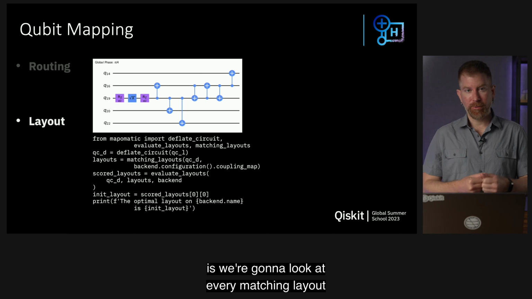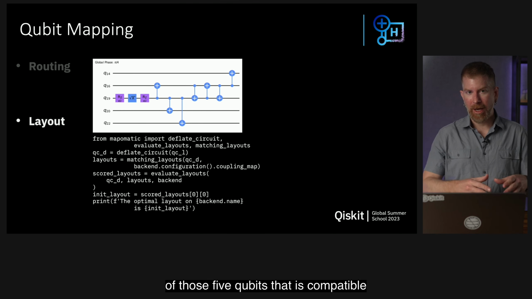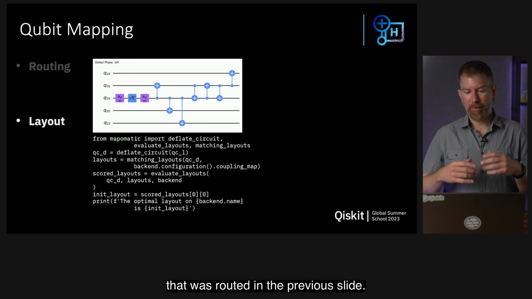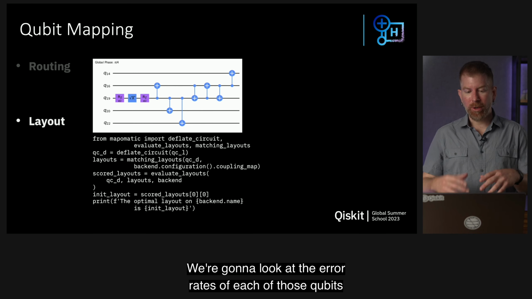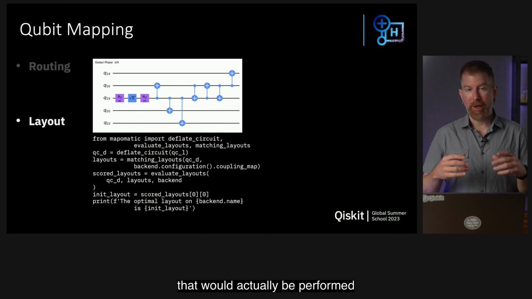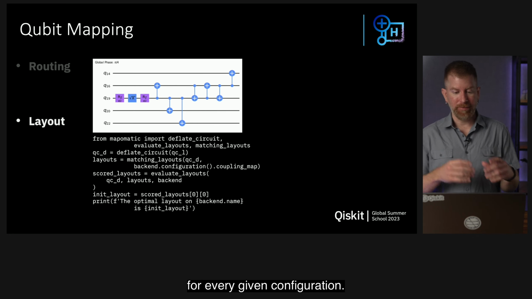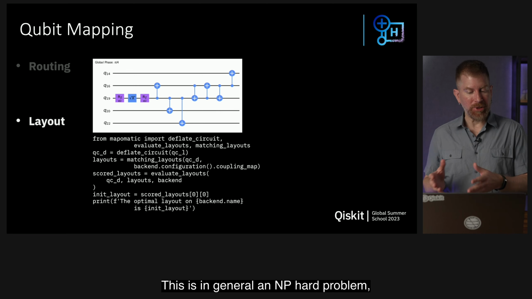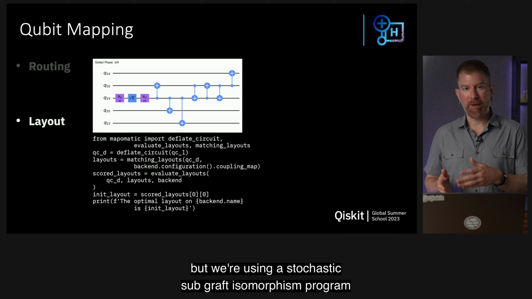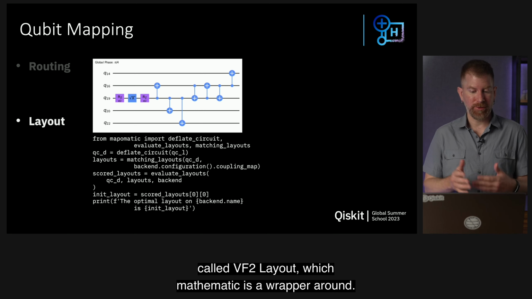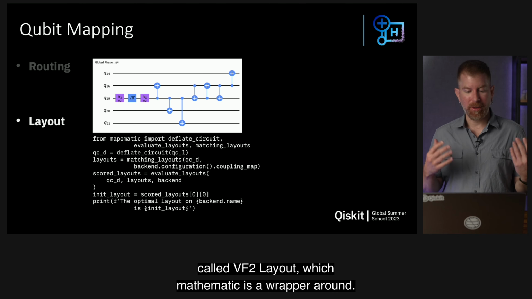And then what we're going to do is look at every matching layout of those 5 qubits that is compatible with that swap network that was routed in the previous slide. We're going to look at the error rates of each of those qubits in each one of these circuits that would actually be performed for every given configuration. This is in general an NP-hard problem, but we're using a stochastic subgraph isomorphism program called VF2 layout, which Map-O-Matic is a wrapper around.